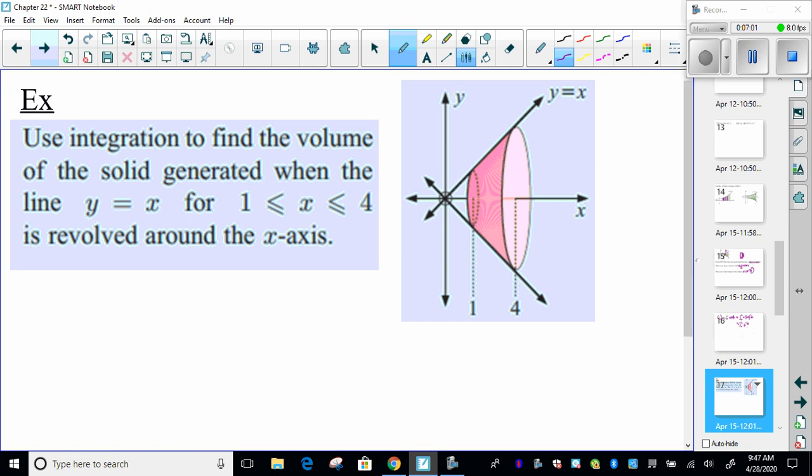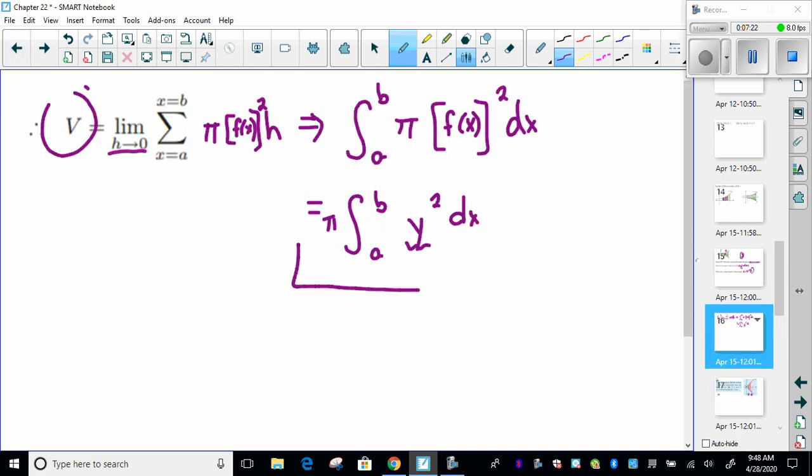So what we're going to do is use integration to find the volume of this solid generated on the line y equals x. So nice basic linear equation from 1 to 4. So this is at 1, and then it stops at 4. And that's revolving around the x-axis. Again, this is a solid figure. So to find my volume, we just talked about this general formula for finding the volume of revolution.